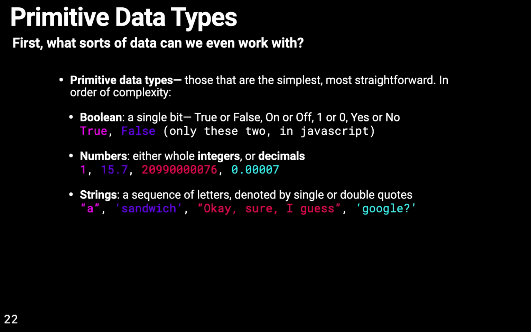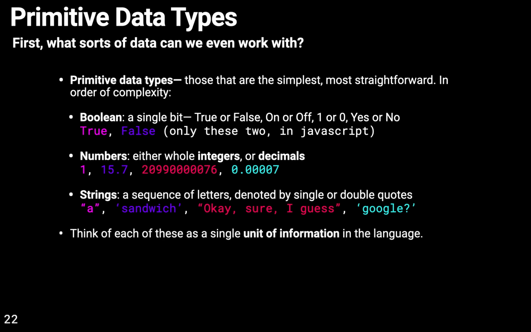Each one of these is a single string. The letter A on its own is a string. Single quote sandwich, that's a string. Full quoting, like a whole sentence here, that is also a string. It's everything between the double quotes. Google with a question mark, single quotes. And those are the main three. So think of these as a single unit of information available to you.